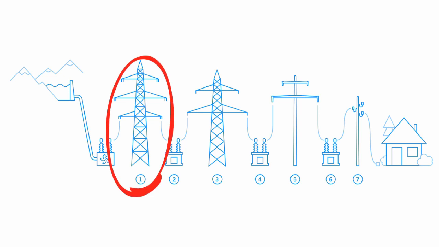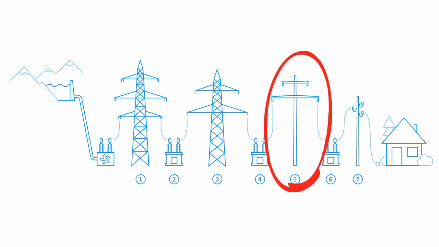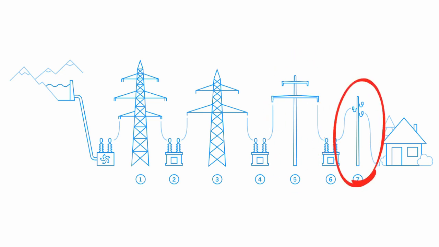The electric network is divided into 4 parts. The first part has a voltage of 380 kV or 220 kV. The second has a voltage of 36 kV to 150 kV. The third has a voltage of 1 kV to 36 kV. And finally, the last part has a voltage of less than 1 kV.